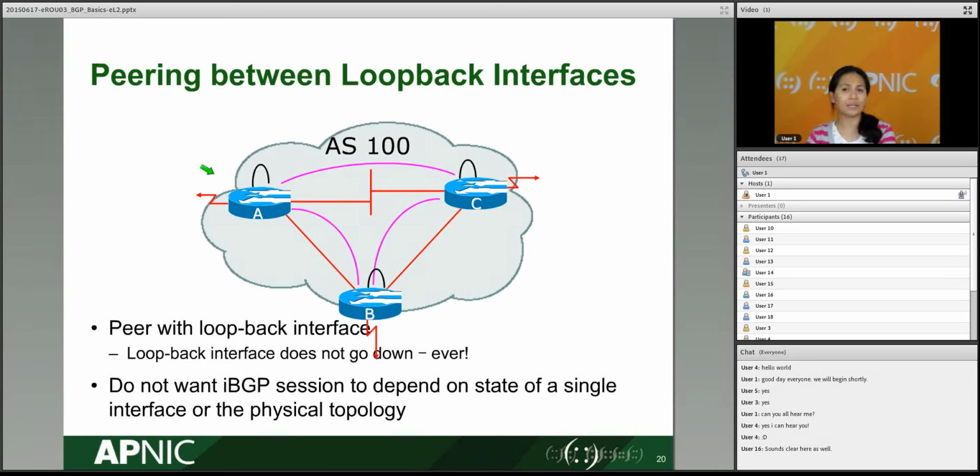That means router B and C cannot talk to each other in this case because the link between them is down. So that's what happens if you're using the point-to-point link.